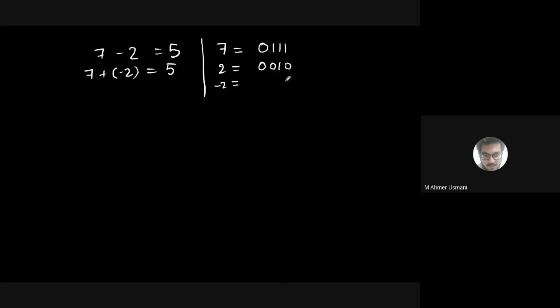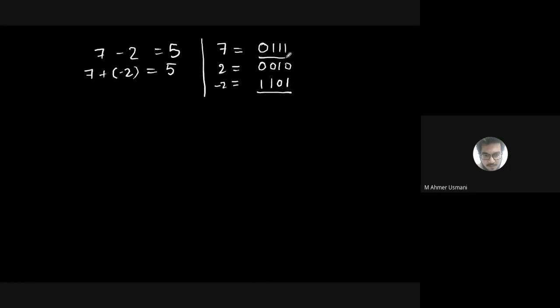So what will be the complement of 2? Whatever is the digit, just take its reverse. Just flip it. So what will be the digit for this? It will be 1. This will be 0. This will be 1. This will be 1. So this is what you get as minus 2.